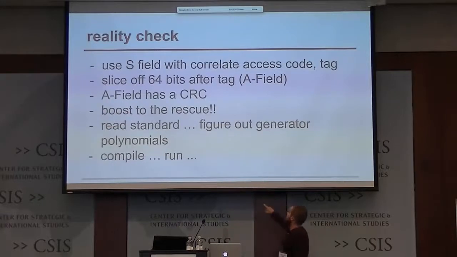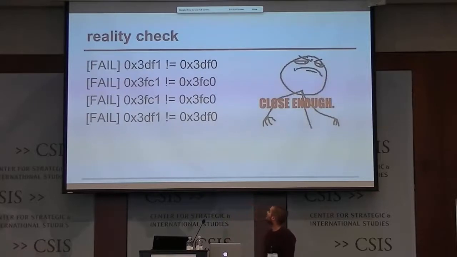So we use an S field, we slide off that, and then there's what they call an A field, and that has some sort of headers, but that requires reading the standard. We didn't want to do that. So we read as far as, oh, there's a CRC, so that's probably the thing you want to be looking at to figure out if you're doing it right. To calculate that CRC, Boost has something that does that, so we use that, and we figure out the polynomials by reading the standard. We compile and run, and then, yeah, I mean, kind of, right?